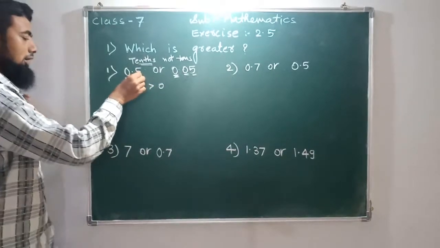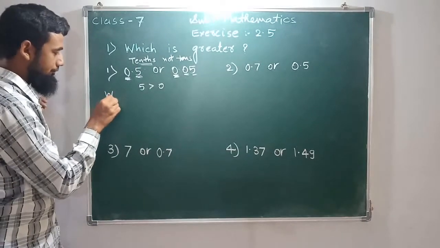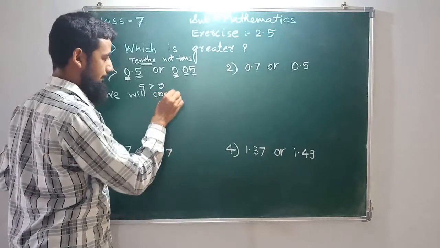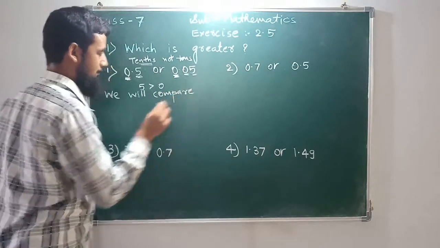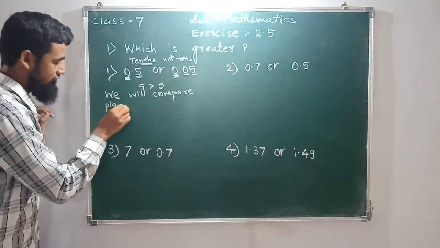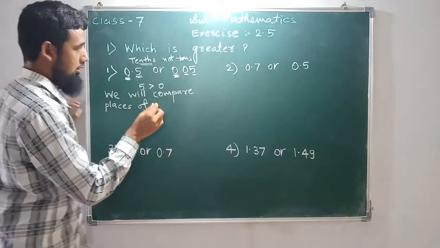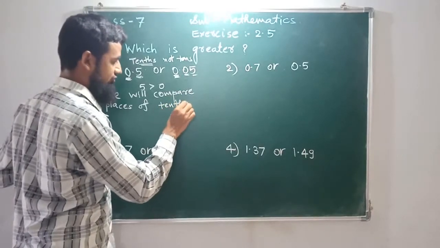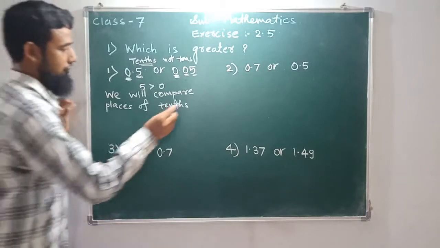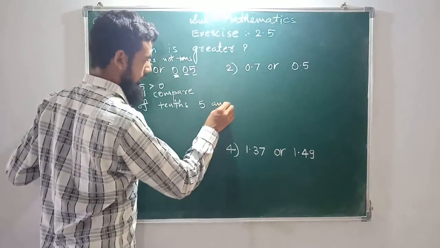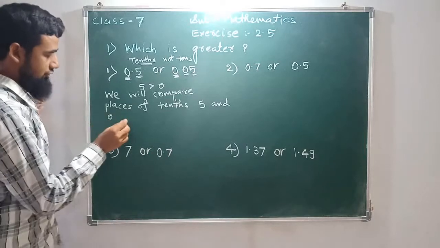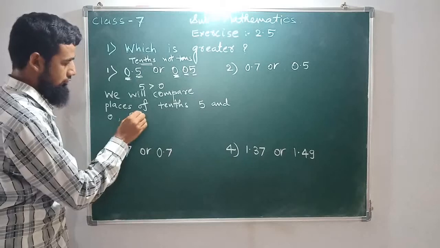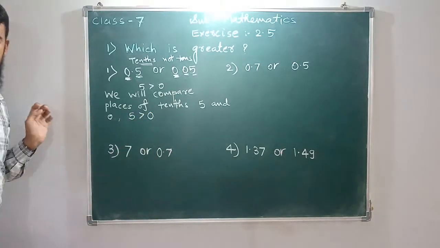So how can you write? We will compare places of tens, 5 and 0. So 5 greater than 0.